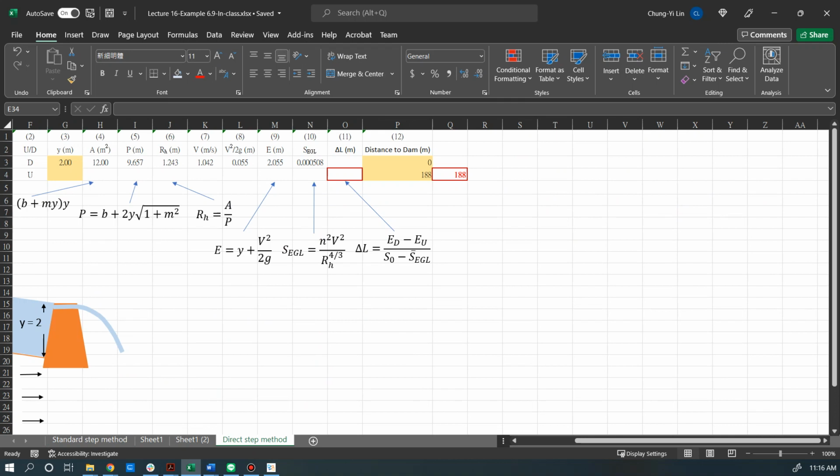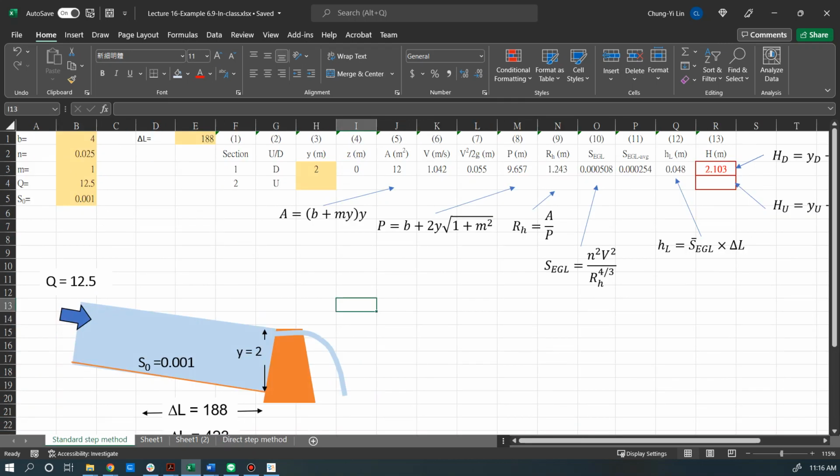This first sheet is the standard step method equation sheet. Ethan has labeled all these equations for you to solve all 13 terms. I'm not going to repeat the whole procedure, because you should have learned it in class. Here I will show you how to use this Excel sheet to solve this problem.